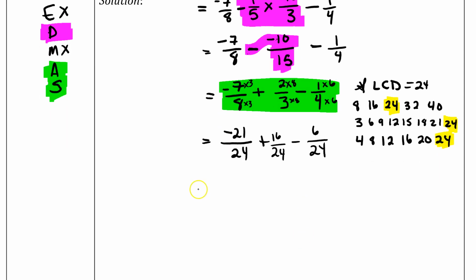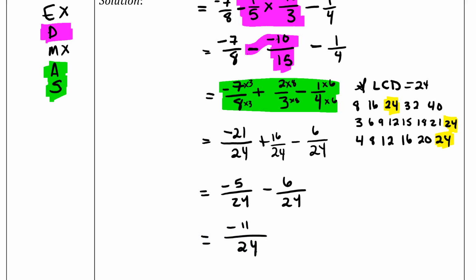So now here's the tricky bit. Negative 21 plus 16 minus 6. Don't use your calculator. Let's see if we can do this in our brains. So negative 21 plus 16. The difference here between 21 and 16 is 5. But my bigger number is negative. So negative 21 plus 16 is going to be negative 5. Negative 5 minus 6 is going to be negative 11 over 24.